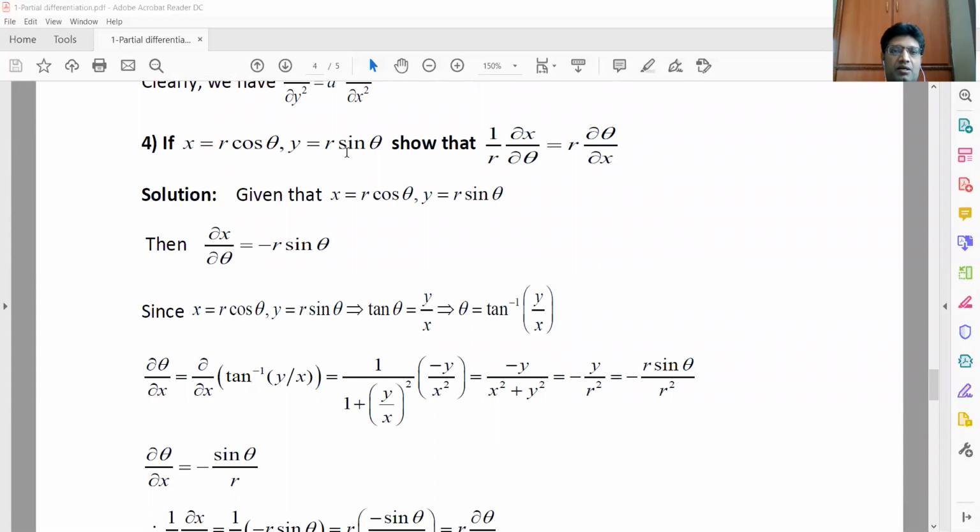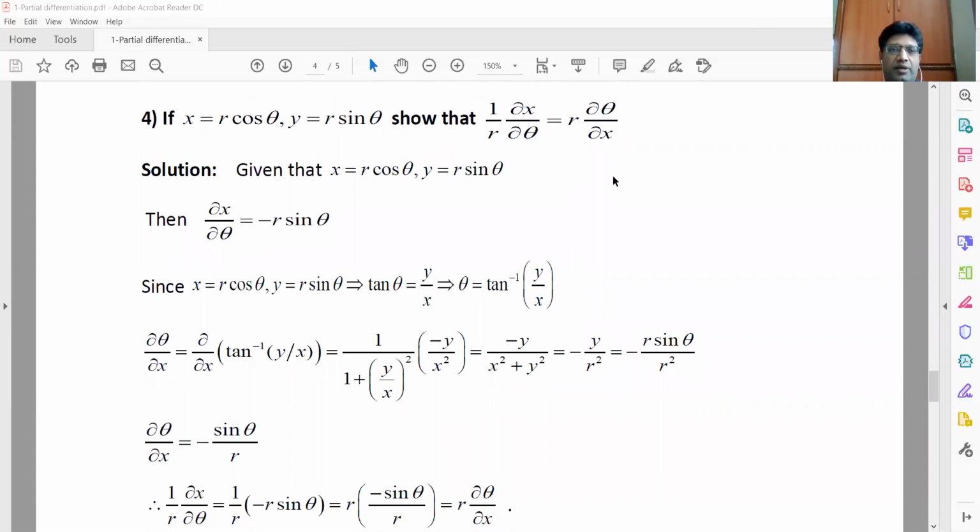Next, if x is r cos theta, y is r sin theta, show that 1 by r ∂x/∂theta is r times ∂theta/∂x. What is given? X is r cos theta, y is r sin theta. Now first ∂x/∂theta. So we are differentiating x with respect to theta, then this becomes r as it is, for cos theta minus r sin theta. So next we have to do ∂theta/∂x.